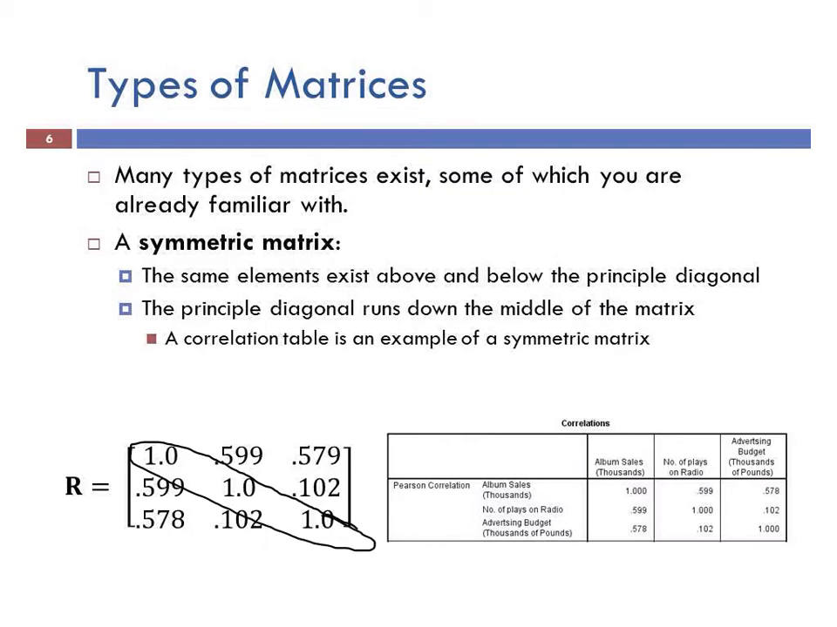This is what we see in a correlation. A correlation is a symmetric matrix where the principal diagonal is 1.0 and everything above it is identical to the material below it. There are some other symmetric matrices that we deal with, but the R matrix is one example.